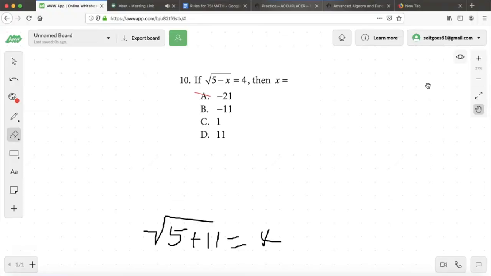What about answer choice D? 5 minus 11, right? That would be negative 6. And you can't take a square root of a negative number, because no number multiplied by itself is going to give you negative 6. You wouldn't even have a real number. That's not going to work. So we just confirmed it. It is answer choice B. How easy is that? It's pretty easy.